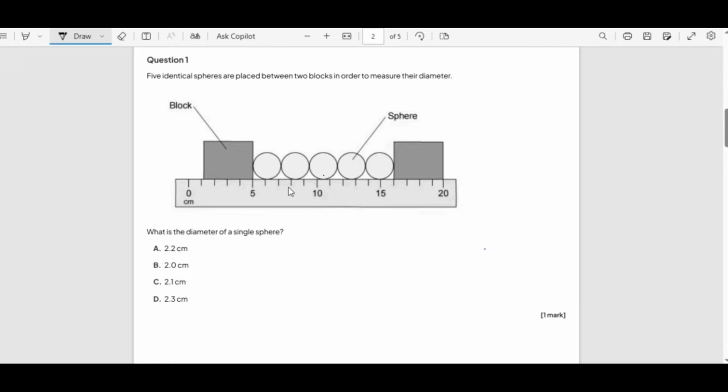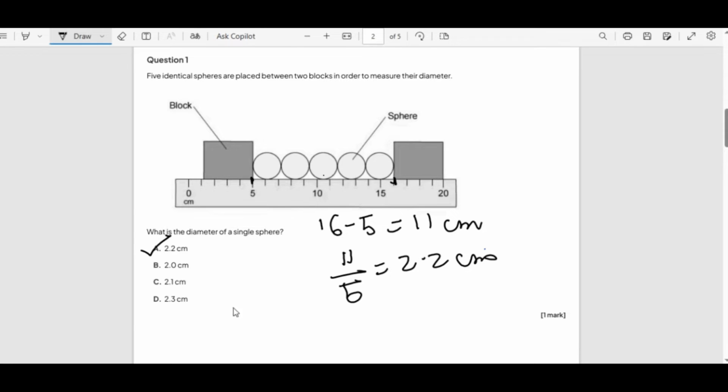For that, if you see, it's from 5 to 16 centimeter. So let us see how many centimeters the spheres are placed between. For that you just need to subtract 16 minus 5, so you will get 11. So these five spheres are placed between 11 centimeter. Now you have to find out the diameter of a single sphere. To find that, just divide 11 by 5 and you will get 2.2 centimeter. So the answer for the first one is A.